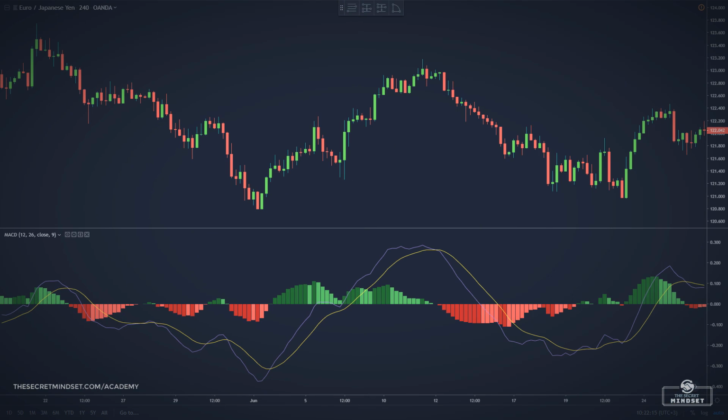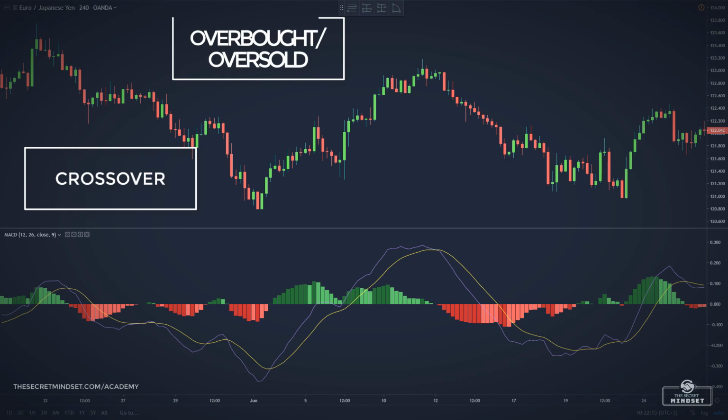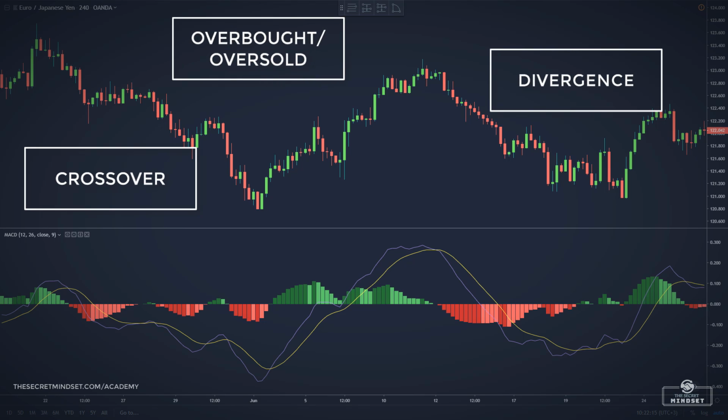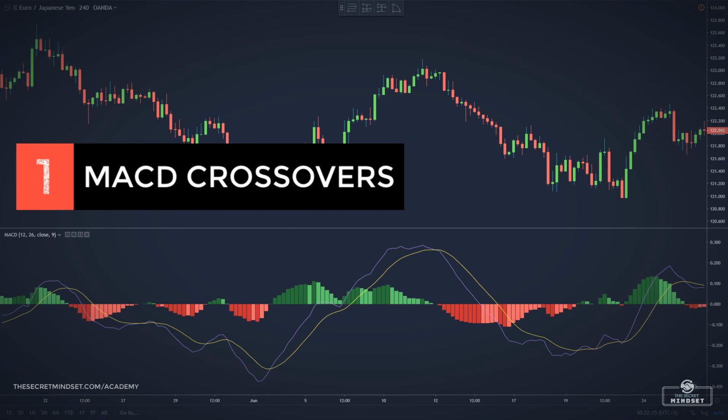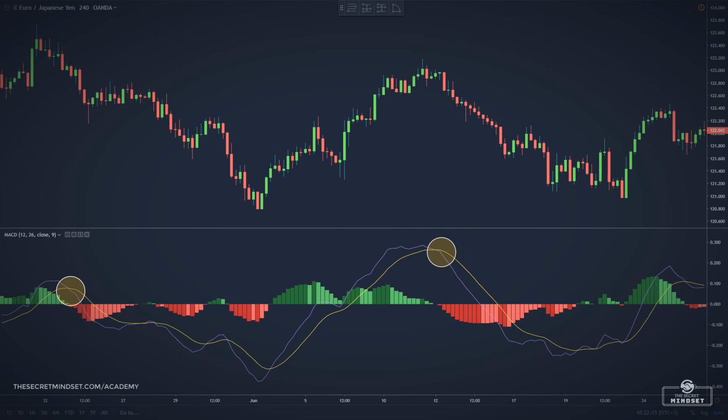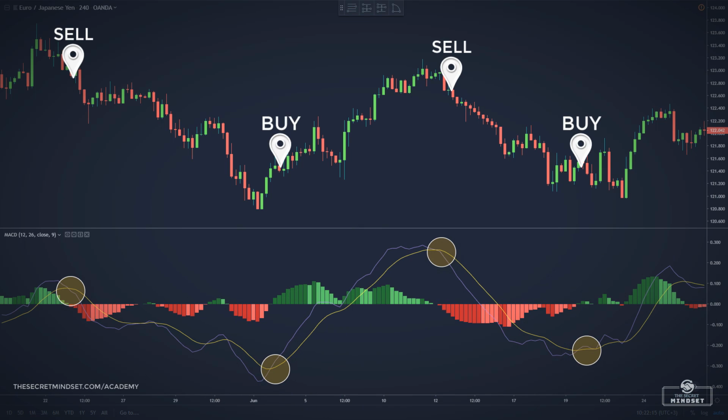In general, MACD indicators are used in one of three ways: crossovers, overbought and oversold conditions, or divergences. Crossovers are probably the most popular use of MACDs. A sell signal is generated when the MACD crosses below the signal line, and a buy signal is generated when the MACD crosses above the signal line.